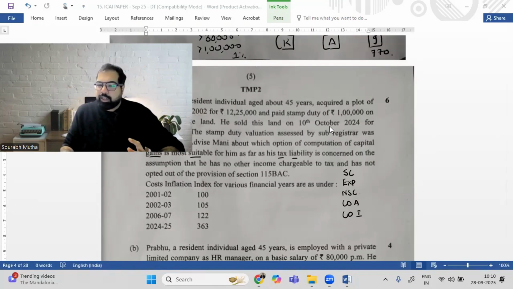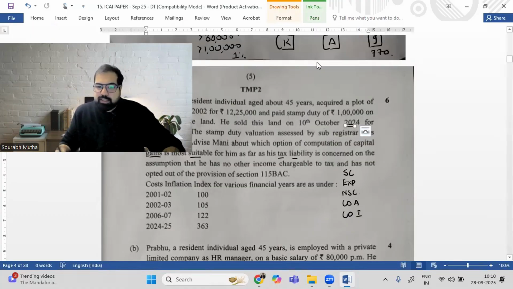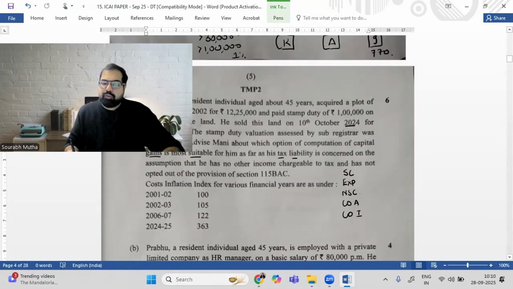He sold this land on the 10th of October 2024. So this is definitely a long-term asset. We move ahead. Now in this case, he's selling it for 80 lakh. The stamp duty value assessed by the sub-registrar was 83.50 lakh. You know, guys, you take the sale value or the stamp duty value, whichever is higher, of course giving a 10% margin. So 80 lakh plus 10% is 88 lakh, which basically fits within the stamp duty value. So my sale consideration will be 80 lakh.